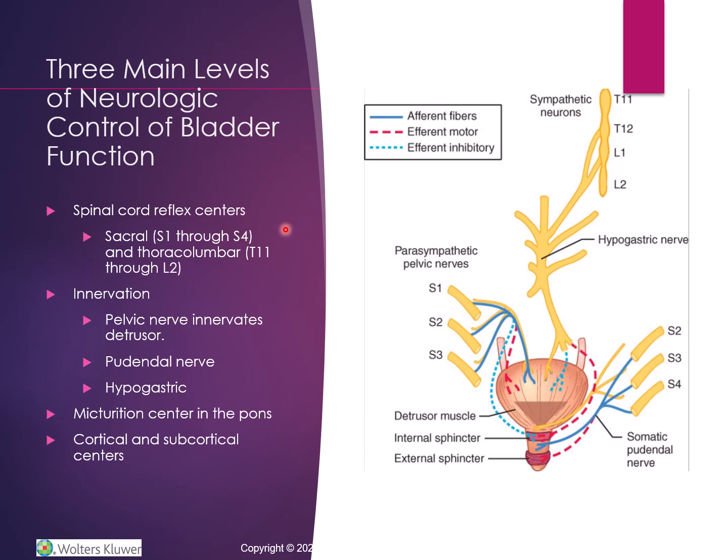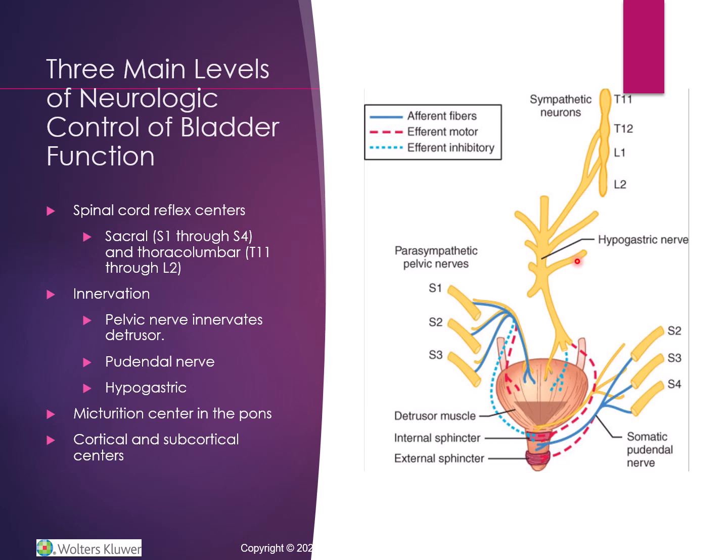Those are all located within the spinal reflex centers. So the sacral area of S1 through S4 and the thoracolumbar area of T11 through L2. And again, they innervate the detrusor muscles via the pelvic nerve, right here. The pudendal nerve innervates those external sphincters, and the hypogastric nerve innervates the internal sphincters that help to hold in the urine in the bladder.